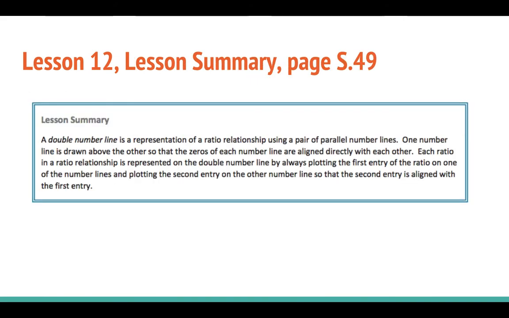Our lesson summary, ladies and gentlemen, can be found on page S49. It states a double number line is a representation of a ratio relationship using a pair of parallel number lines. Those are the two number lines that we saw. One number line is drawn above the other so that the zeros of each number line are aligned directly with each other. Each ratio in a ratio relationship is represented on the double number line by plotting the first entry of the ratio on one of the number lines and plotting the second entry on the other number line so that the second entry is aligned with the first entry. Basically, whatever number you have in your top ratio table corresponds with the bottom number on your ratio table.